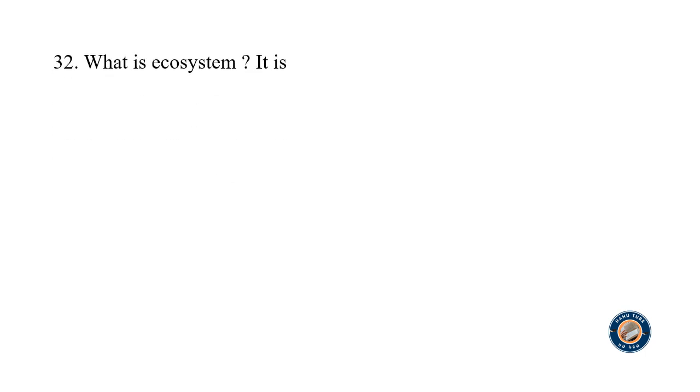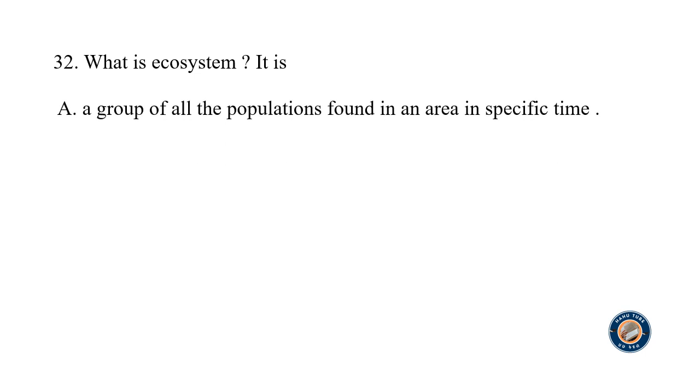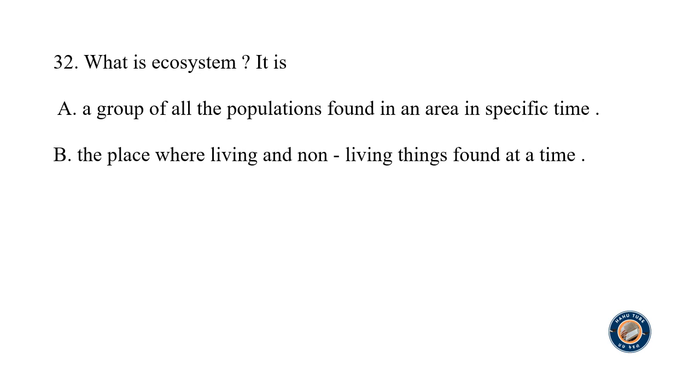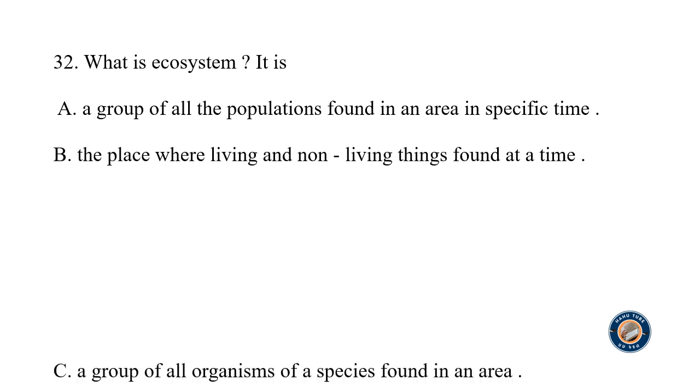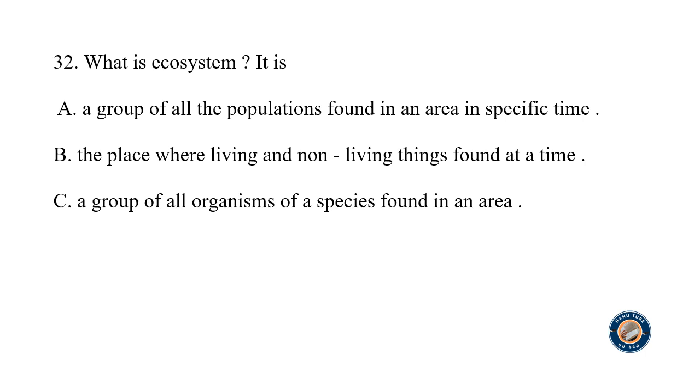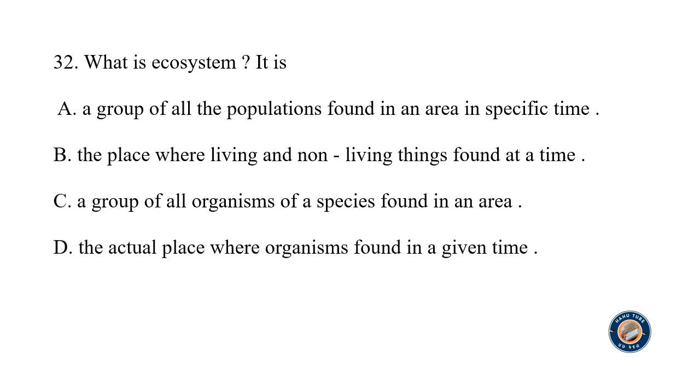Question number 32. What is an ecosystem? It is A. a group of all the populations found in an area in a specific time, B. the place where living and non-living things are found at a time, C. a group of all organisms of a species found in an area, D. the actual place where organisms are found in a given time.